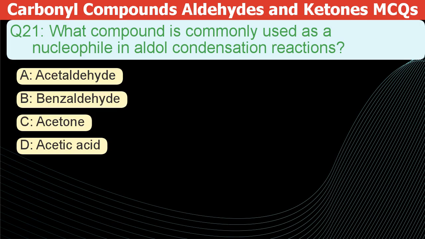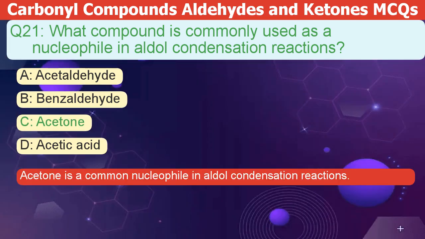What compound is commonly used as a nucleophile in aldol condensation reactions? A. Acetaldehyde. B. Benzaldehyde. C. Acetone. D. Acetic acid. The correct answer is C. Acetone is a common nucleophile in aldol condensation reactions.